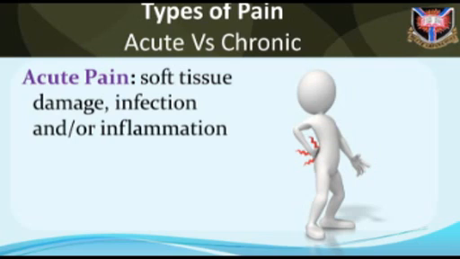Types of pain. Pain can be classified as acute or chronic. The distinction between acute and chronic pain is based on the nature of the pain itself and not on its duration of sensation. Acute pain.